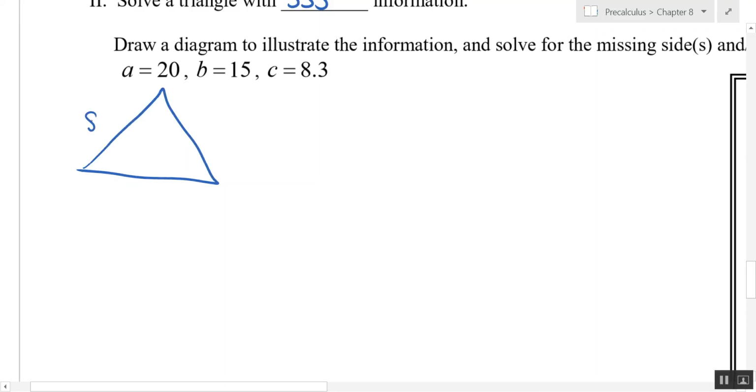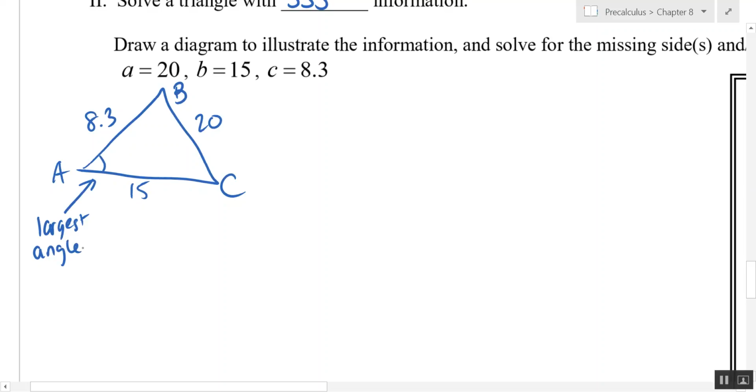And this is 8.3 over here. We'll label that as side C, which makes this angle C. A is 20, angle A, and then 15 down below. We'll make this angle B. Note that this angle opposite the largest side, angle A, is the largest angle. So we want to find that one first.